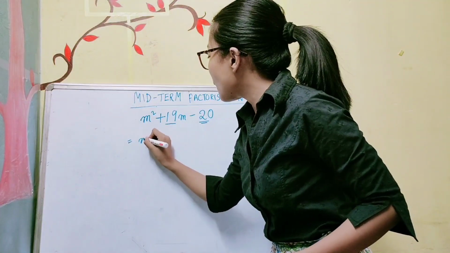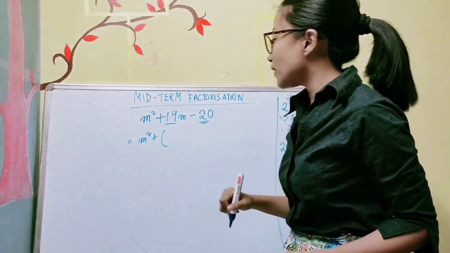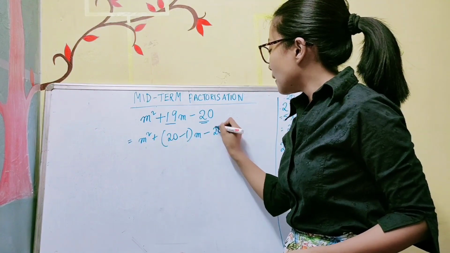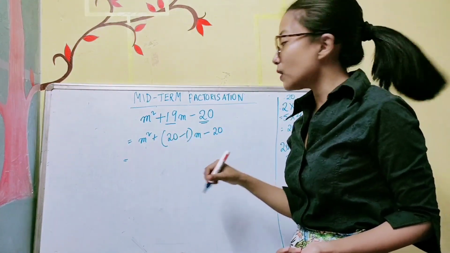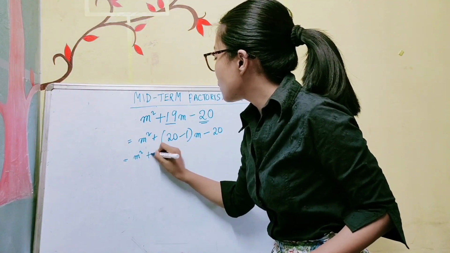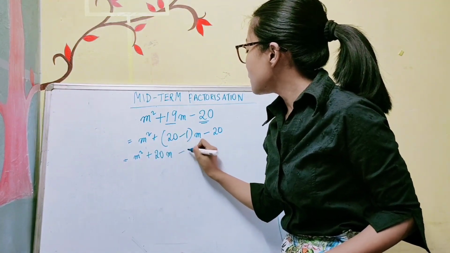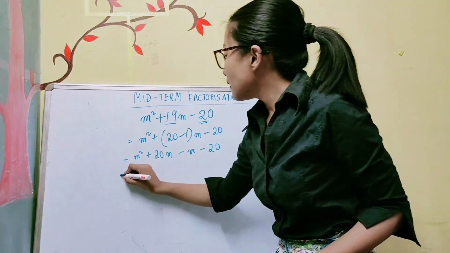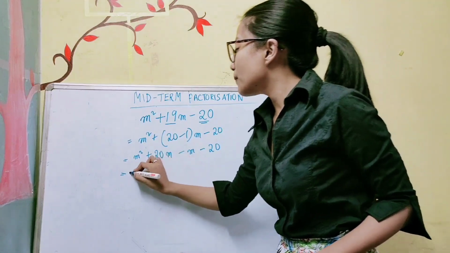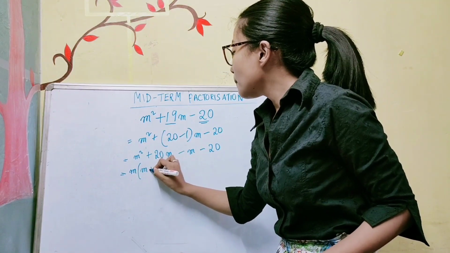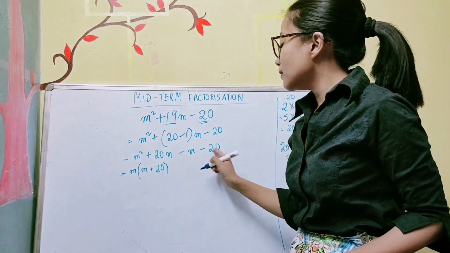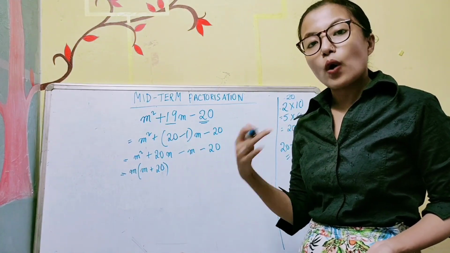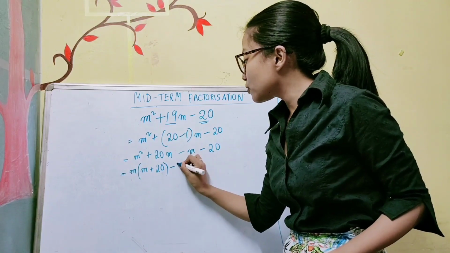So equals m square plus, in place of 19 I'm going to write 20 minus 1. And the next step is what? Open the bracket. So this is 20m, this is m. I hope you know the multiplication. And then take common. Out of this, m is common. So m plus 20 is left, and out of here nothing is common. Can you see? So I will take 1 as common. When nothing is common, we take 1 as common. And here is minus, so minus 1.